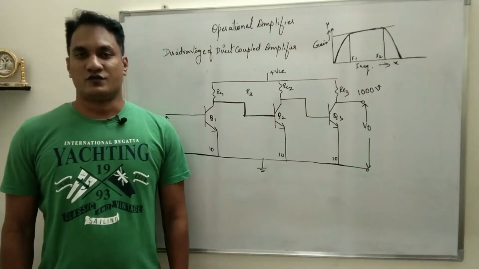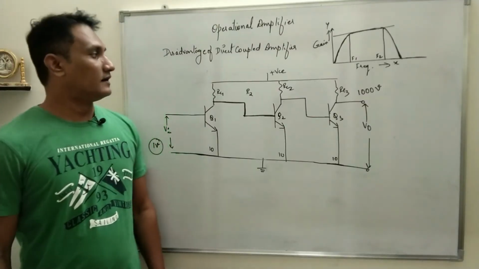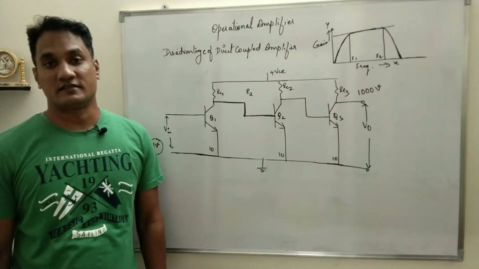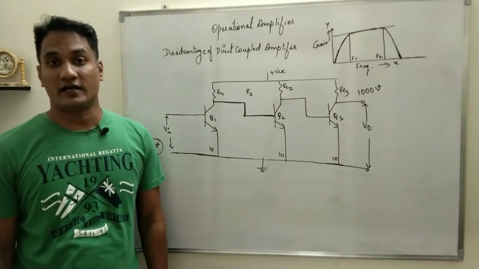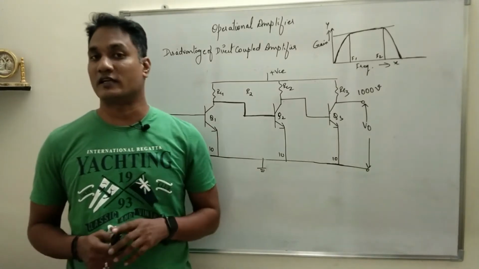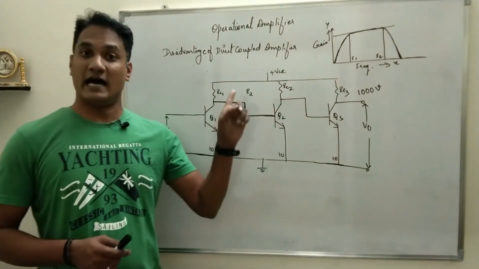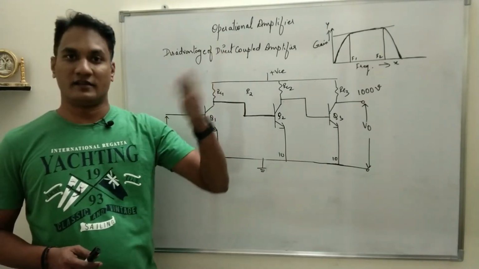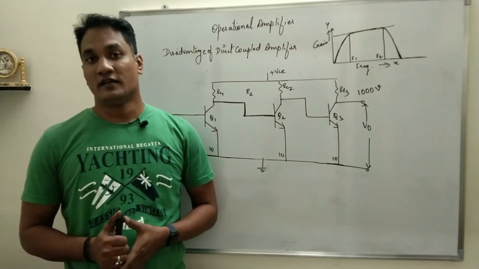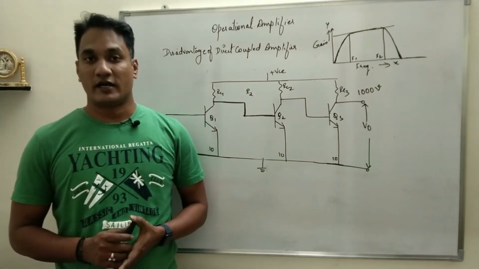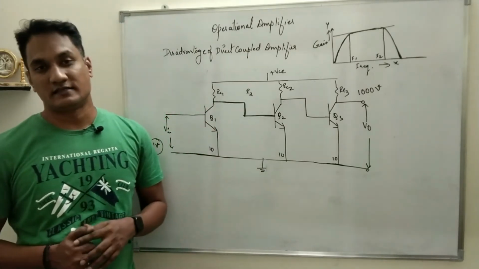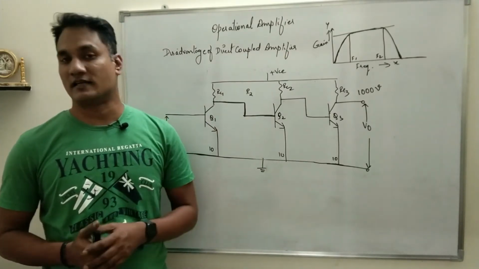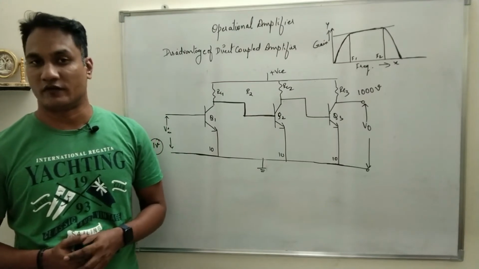The next circuit which we will try to understand is the disadvantage of direct coupled amplifier. First we will try to understand what are the advantages of direct coupled amplifier over the RC coupled amplifier. In the previous video we have already understood the disadvantage of RC coupled amplifier. Now we will try to understand the disadvantage of direct coupled amplifier, but before that we will try to understand the advantages of direct coupled amplifier.